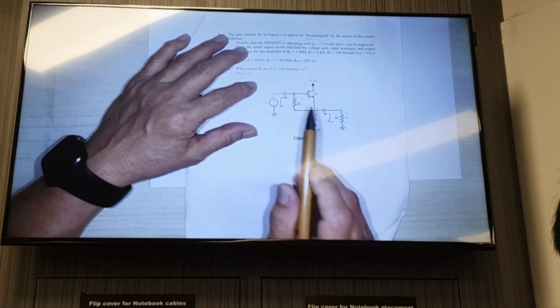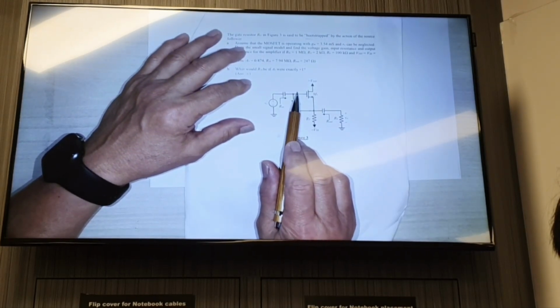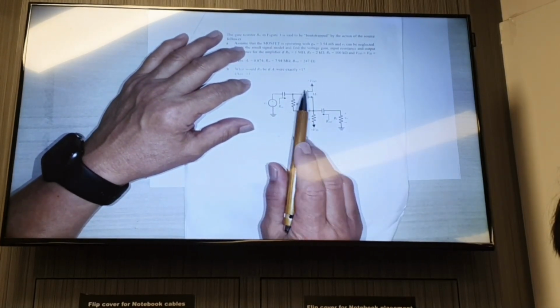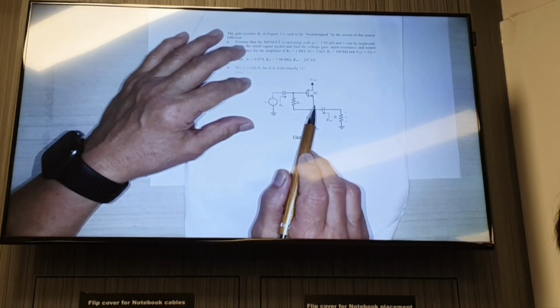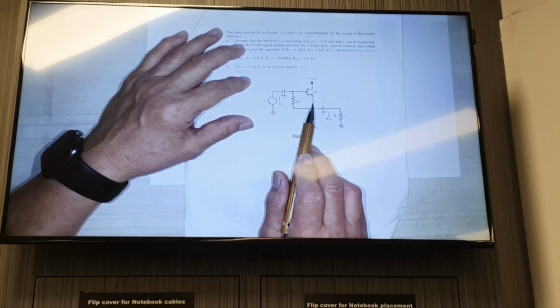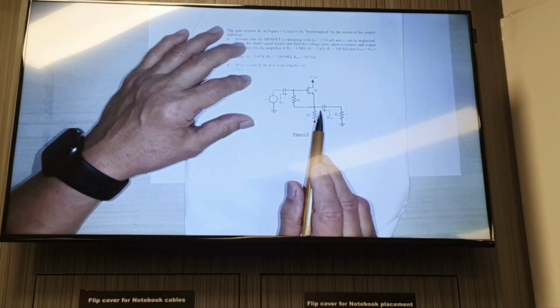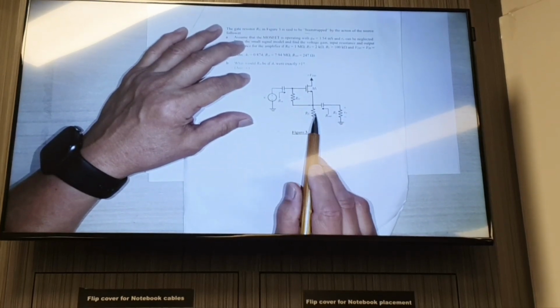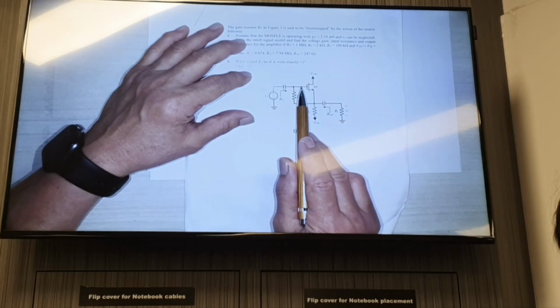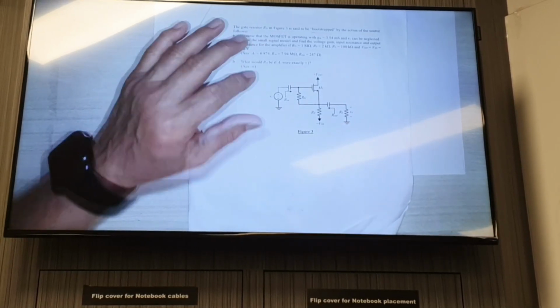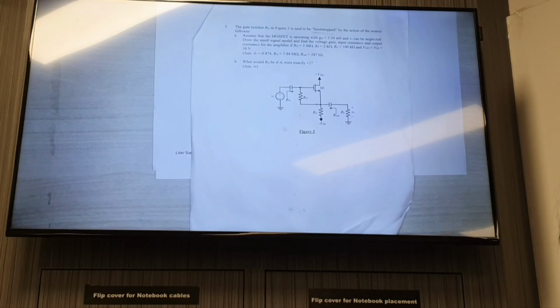So for instance, when the voltage at the gate increases, what would happen? The VGS will increase, and obviously the current will increase. When the current increases, it goes through this resistor, causing this voltage to go up. So when the input goes up, the output goes up. So it is non-inverting. That's how you look at it.